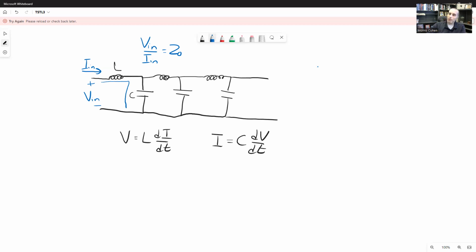And we know that inductors do not allow current to change instantaneously, but they do allow voltage to change instantaneously. Whereas capacitors are the opposite. Capacitors can accept an instantaneously changing current, but not a voltage. So initially, this voltage will appear entirely across the inductor, right? So we're going to get this voltage drop across the inductor.